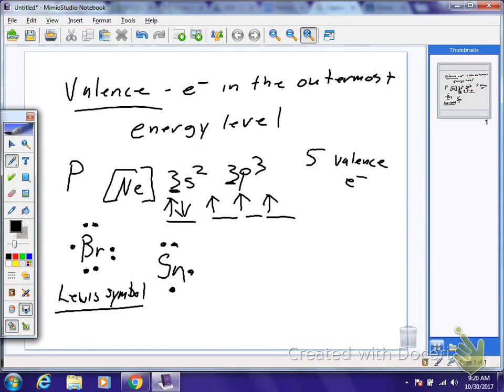Why are we concerned with that? Because we're going to look at bonding. When we look at bonding, bromine is going to gain 1, in order to become 8. Sn is not going to gain. It's a little different. It's a metal. They tend to lose. So that's probably going to lose 4. And then it will get its 8. But don't worry about that now, because you don't need to know that for the test or anything like that.